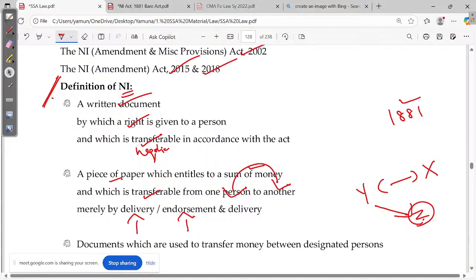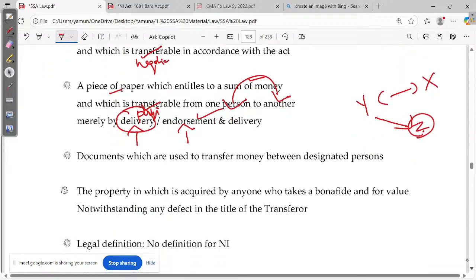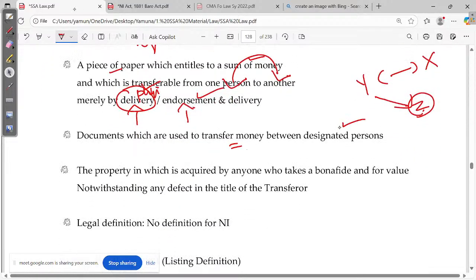For example, I'm signing a cheque with some amount and sending a third party to the bank. Will the bank believe that person? Definitely they will not. See, it's my account, it's my money. They should not give the money to any person. Correct? So if I'm sending someone, they will act only if I give the rights. How do I give rights? I'm endorsing. I'm signing it, writing 'self' and signing. See, mere delivery means physical delivery. Endorsement means usually by signing we endorse, then deliver. Documents which are used to transfer money between designated persons are what we call negotiable instruments.